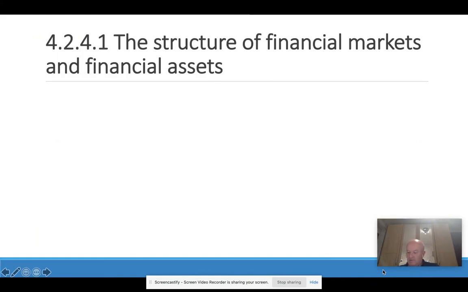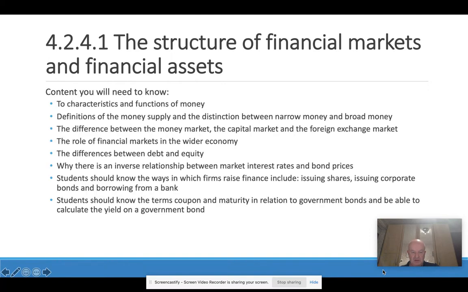So one of the first areas you're going to need to be aware of is the structure of financial markets and also financial assets. Some of the key things that you're going to need to know, and this again is within your booklet on page 3, but also just talks to you a little bit about the content that is required to be covered as far as the specification is concerned.